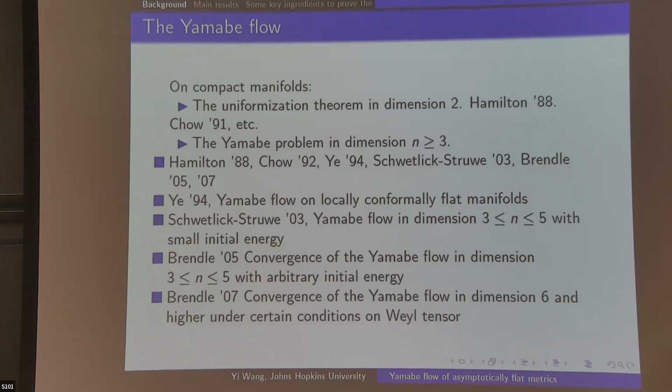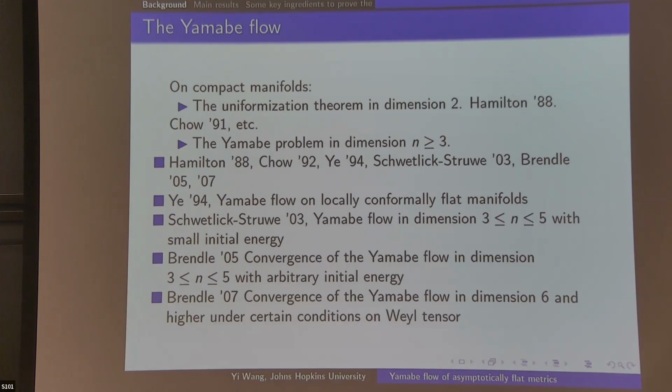All right, so there are many results on the Yamabe flow for compact manifolds. As I mentioned earlier, that was the initial motivation, so people tried to use it to study the Yamabe problem. In dimension 2, this actually gives another proof of the uniformization theorem, in work by Hamilton as well as Chow. In dimension greater than or equal to 3, this is the real Yamabe problem that we were talking about.